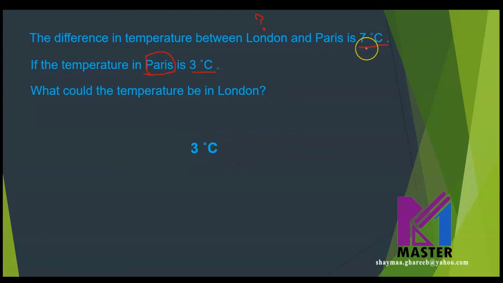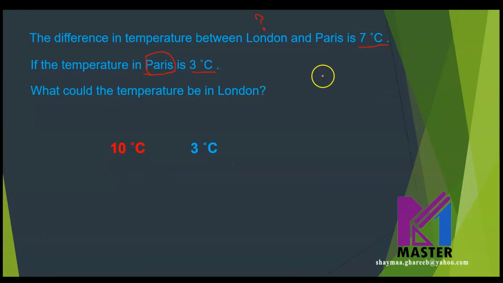So if the difference is 7 between the two towns, the difference could be 7 higher than Paris or lower, colder or warmer. So if the temperature in London is 7 warmer than Paris, or higher than Paris, so 7 more than 3 will be 10 Celsius degrees. So that could be the temperature in London.